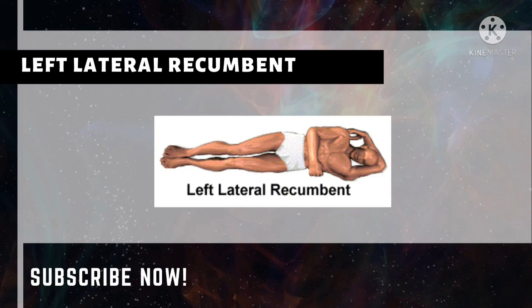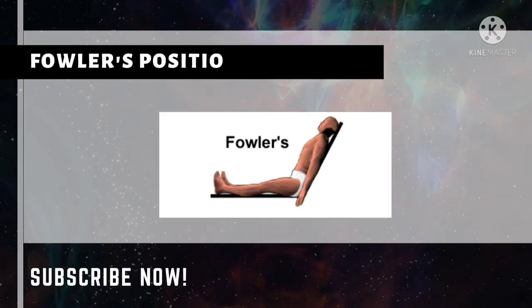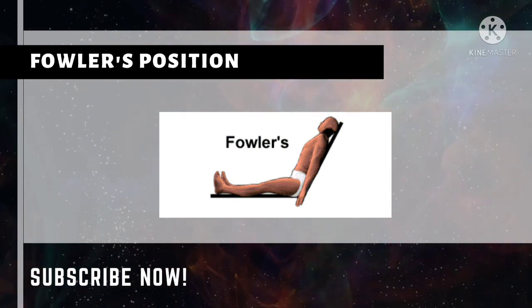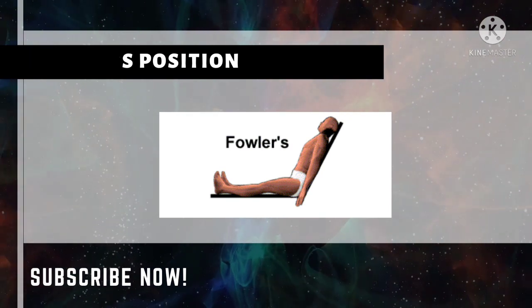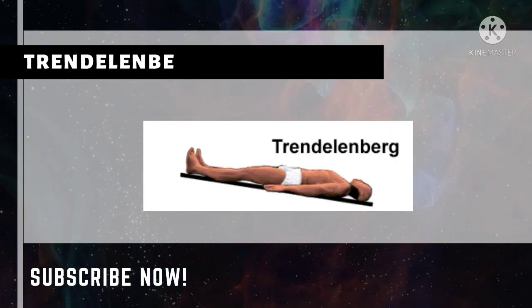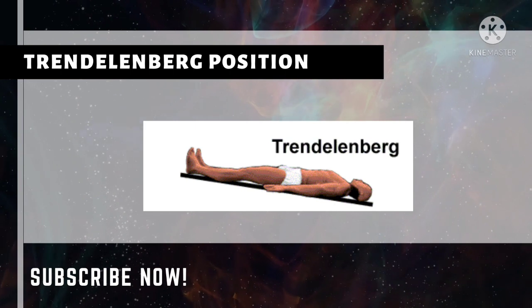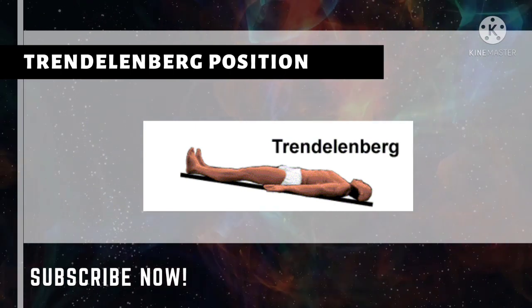Next is Fowler's position. A person in this position is sitting straight up or leaning slightly back. Their legs may either be straight or bent. Trendelenburg position: a person in this position is lying supine with their head slightly lower than their feet.